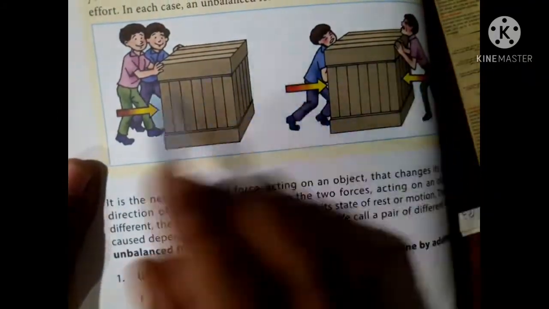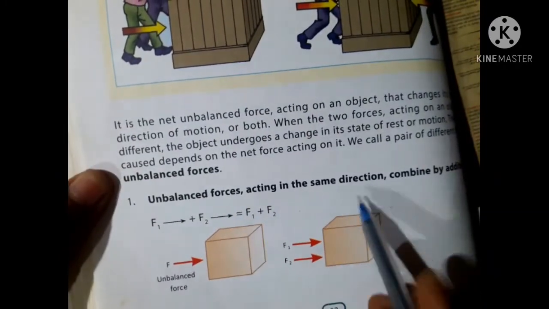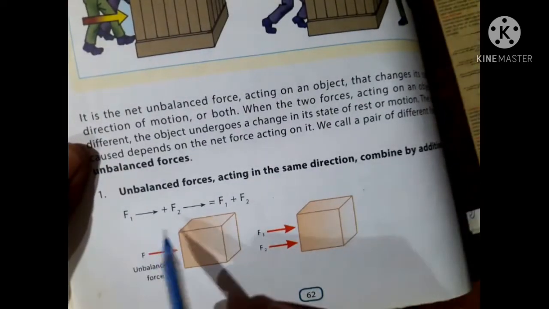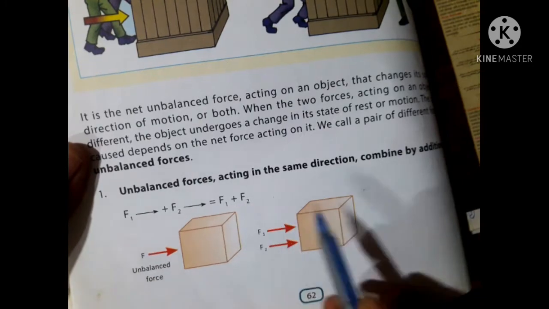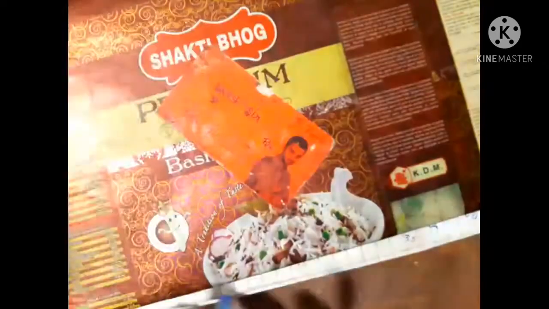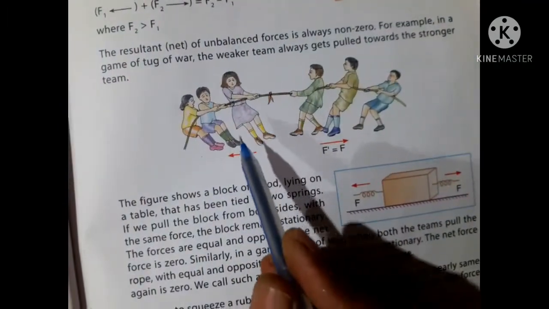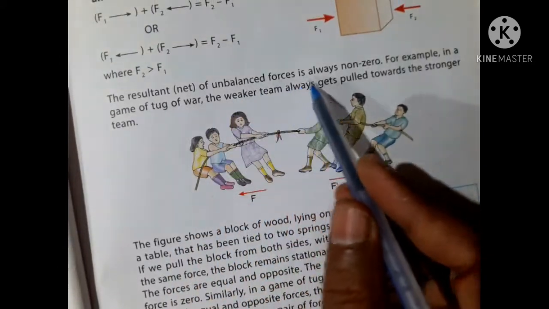Here you are observing a figure. Unbalanced forces acting in the same direction are combined by addition: F1 plus F2 is equal to F1 plus F2. The resultant of unbalanced forces is always non-zero.